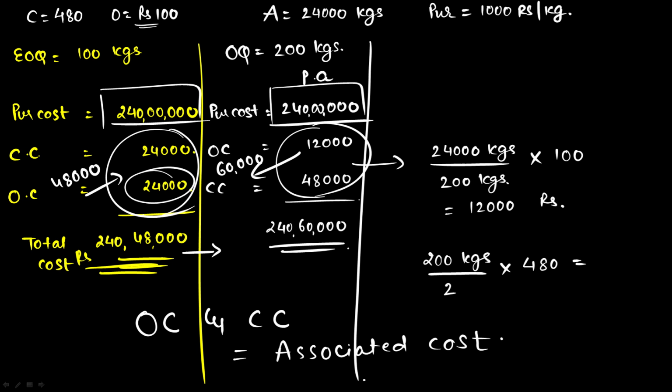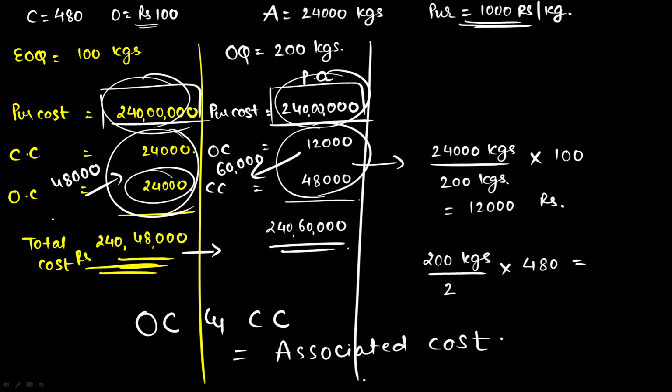Please understand, in a different question, a different situation given, my objective is to reduce total cost. But when my purchase price remains the same, my objective can also be to reduce associated cost. We have learned in finance, if the purchase price is the same, purchase cost is irrelevant for decision making. I am not saying it is irrelevant. You will still have to pay 2.4 crore rupees, 240 lakh rupees. But it is irrelevant for decision making. Which decision making? Your ordering quantity decision making.